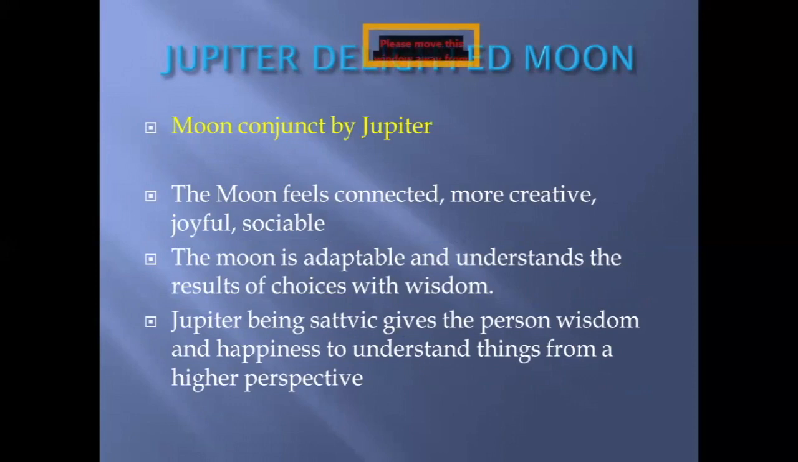Jupiter delighted moon, the moon delighted by Jupiter. This happens when the moon is conjunct Jupiter. Okay, so moon and Jupiter together. The moon is going to feel connected. It's going to feel more creative, more joyful, more sociable. The moon is going to be very adaptable, and it's going to understand the results of choices with wisdom.